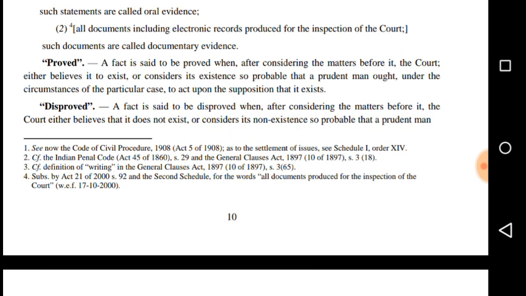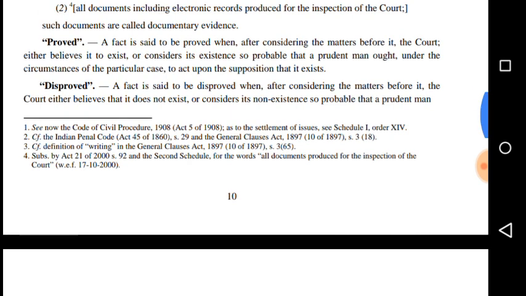Proved means the court considers that it exists. Disproved means, of course, the court considers it exists after considering all the circumstances, all the evidence given before it. And the test of such consideration is the considerations of a prudent man, meaning the reasonable considerations.